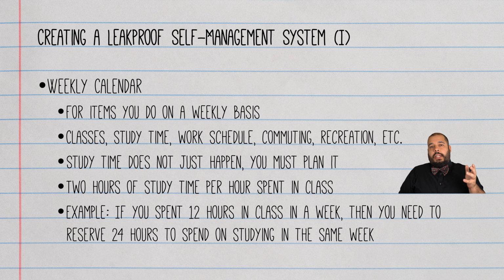One is the weekly calendar, which is intended for responsibilities and goals that need to be accomplished on a weekly basis, such as going to class, studying for those classes, employment, time to get to each of these places, as well as recreation and other responsibilities.